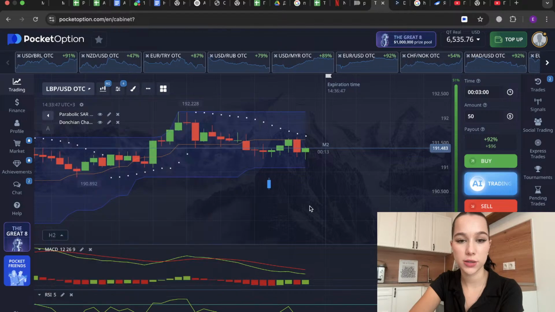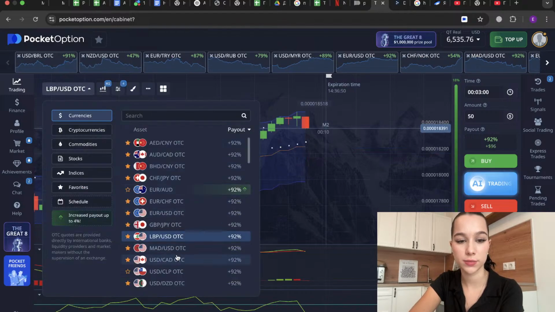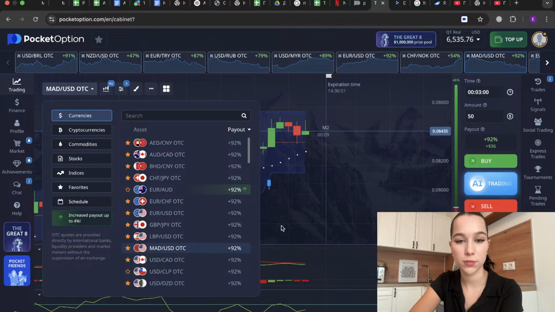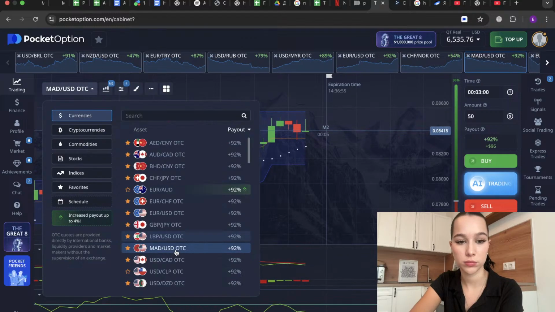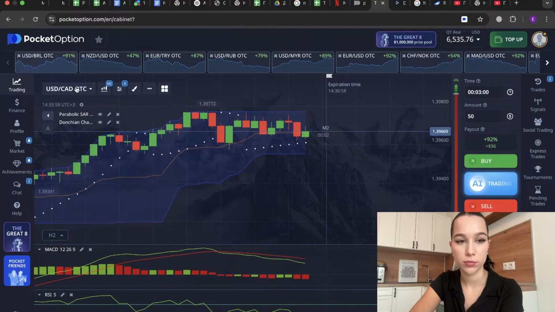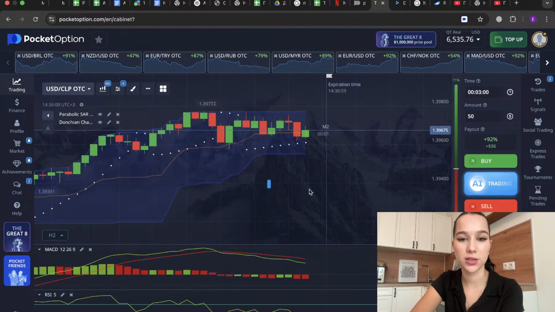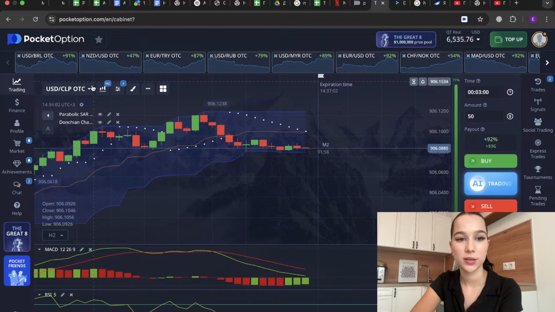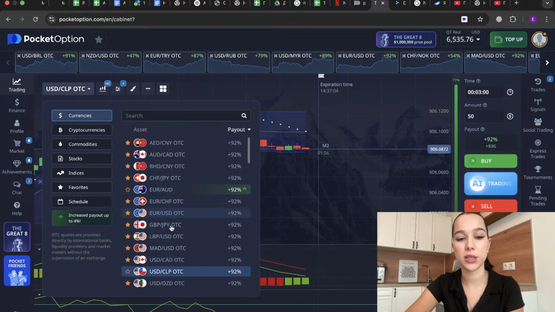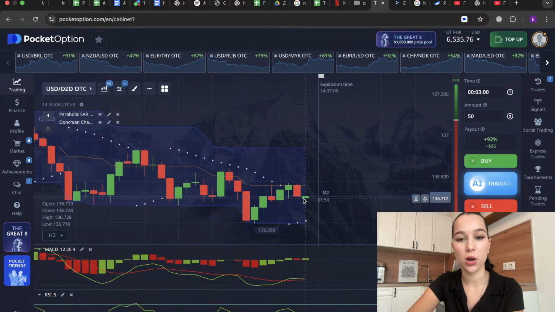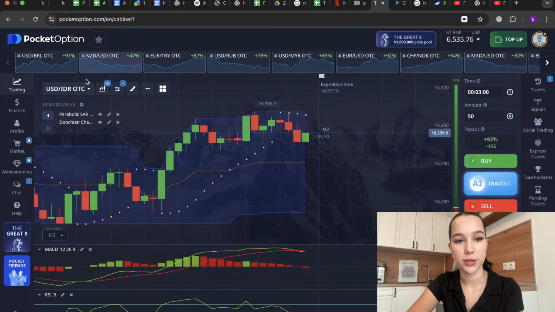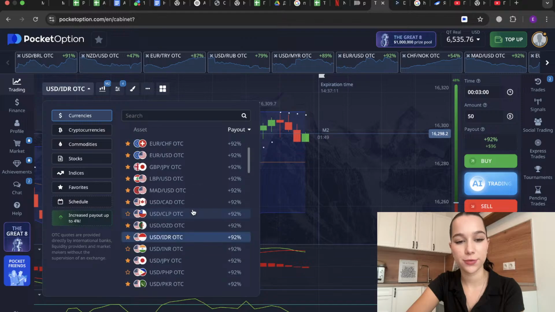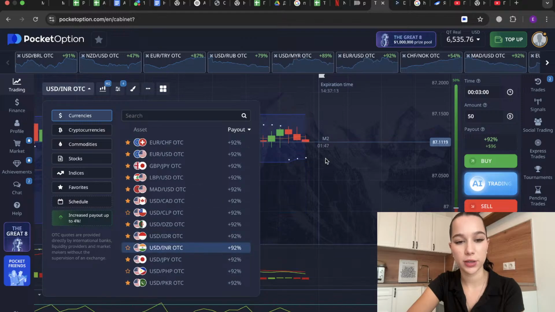So let's find something else instead. As you can see, everywhere is lateral movement, just everywhere like this, and we can see it by the Donchian channels also. Okay, so we will find something different, something more interesting.